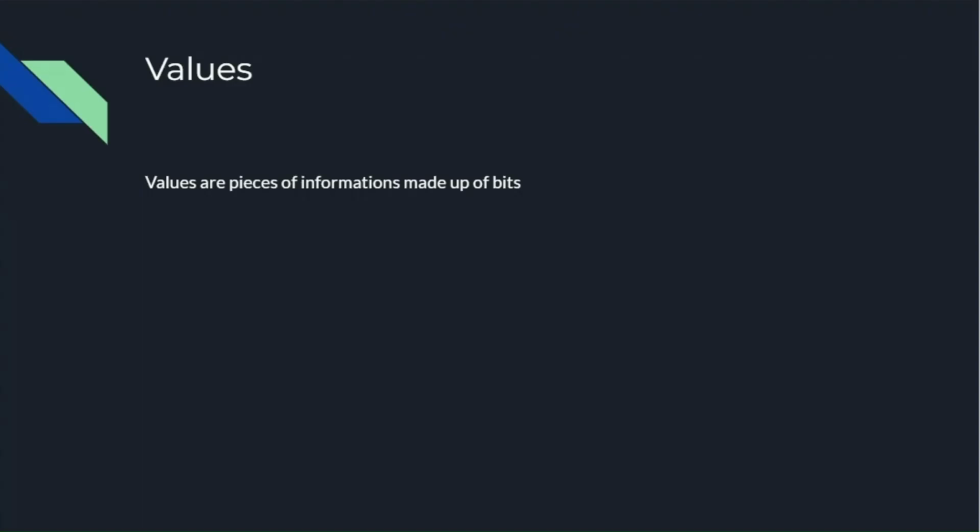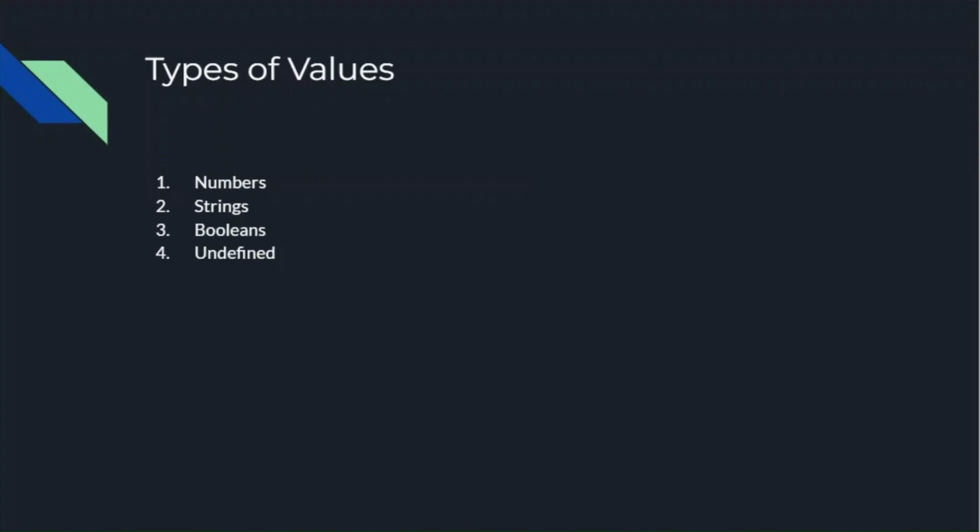values. So now values are pieces of information made up of bits. We talked a bit about values and data in the introduction. So if you need to get caught up on that, please do. It will be linked somewhere in the bio. So values are pieces of information that are made up of bits. Then we have types of values. Now values can be made up of several types. We have numbers, we have strings, we have booleans, and we have undefined.